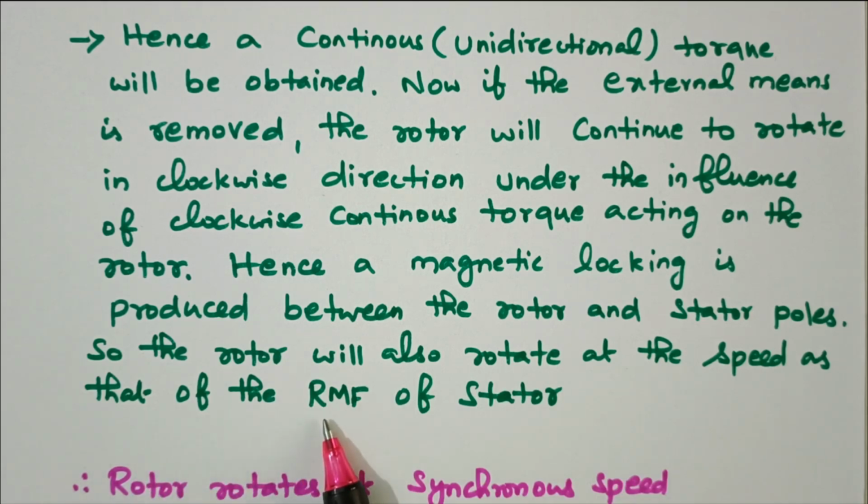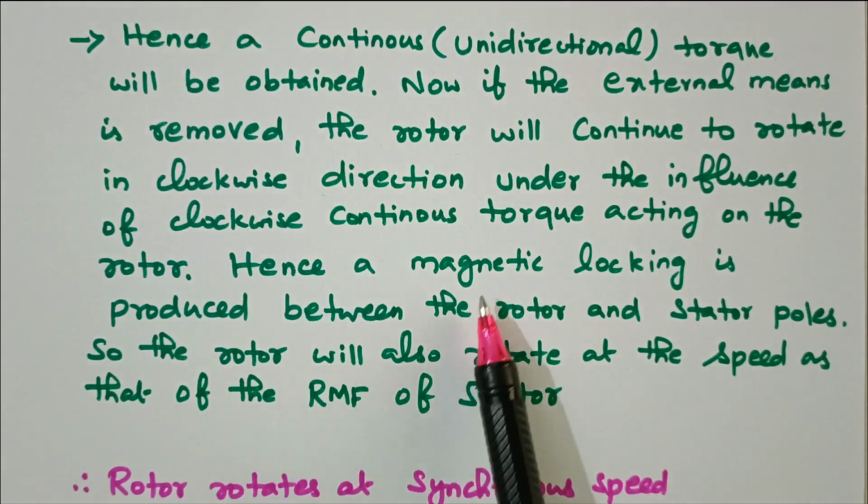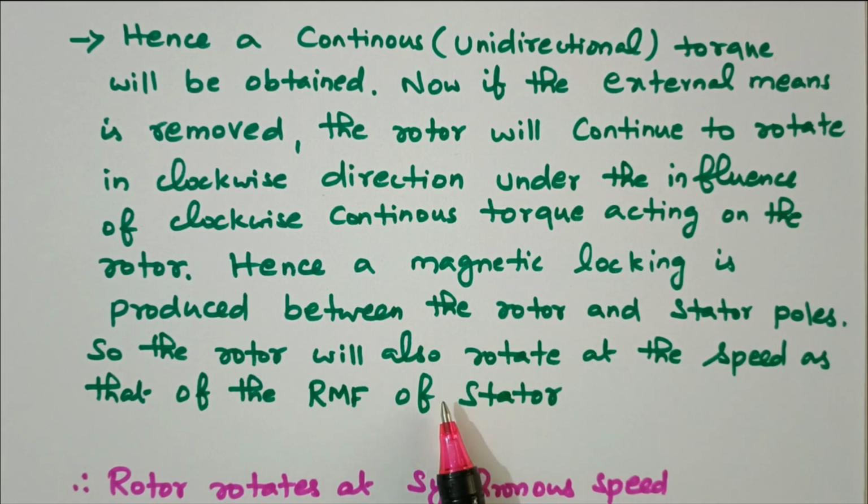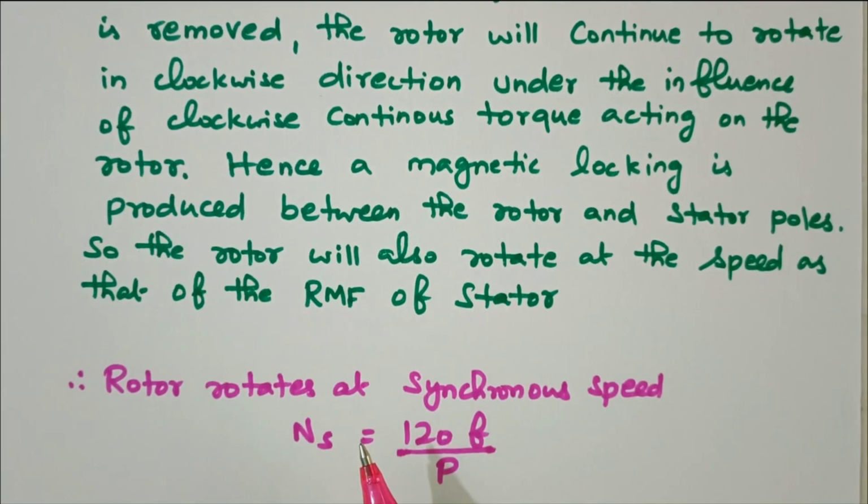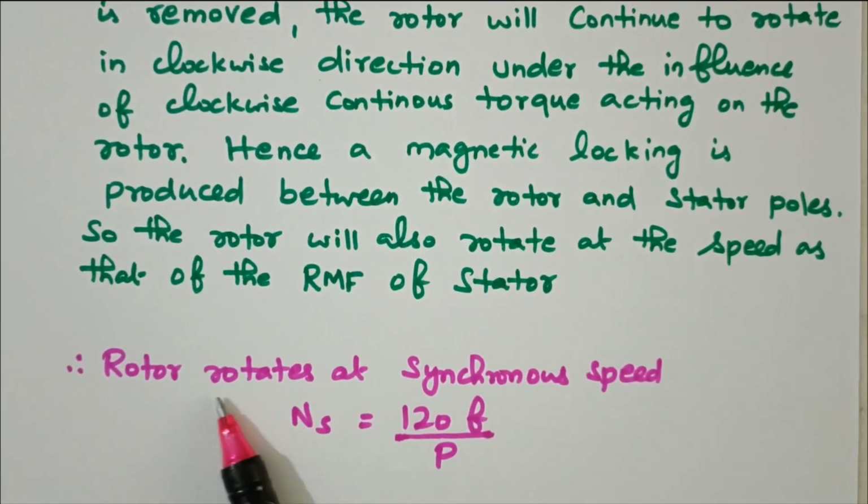So the rotor will rotate at the same speed as the rotating magnetic field of the stator. After some time the magnetic locking occurs, so the rotor also rotates with the rotating magnetic field of the stator. The rotating magnetic field has a separate video available. So the rotor rotates at synchronous speed, N = 120f/P.